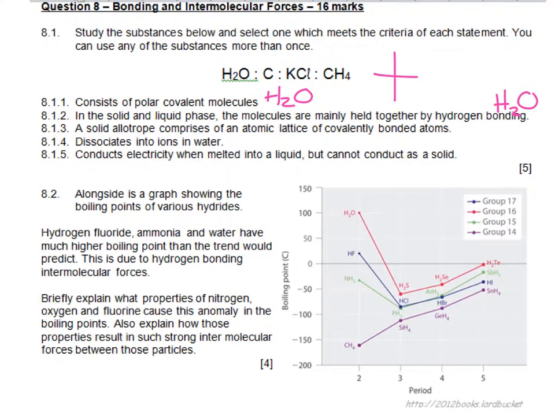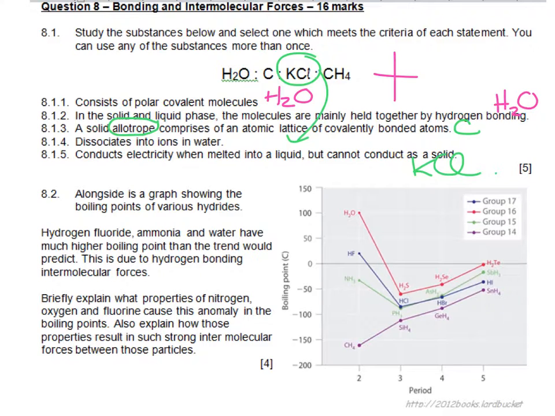A solid allotrope comprises of an atomic lattice of covalently bonded atoms. Your allotropes are carbon, you've got graphite, you've got diamond. Remember, allotropes are all the same phase but different atomic arrangement. Dissociates into ions in solution. Only potassium chloride is ionic and conducts electricity when melted into a liquid but cannot conduct as a solid. Only ionic substances have that characteristic again.